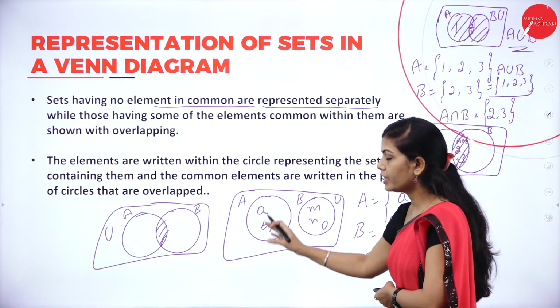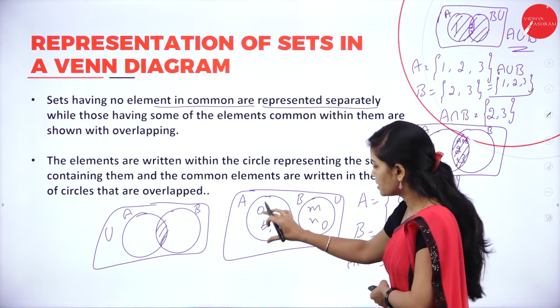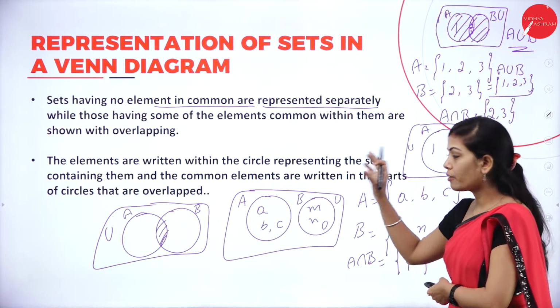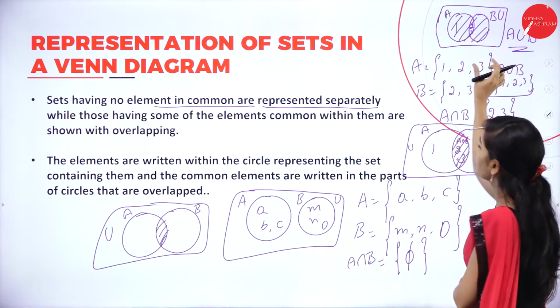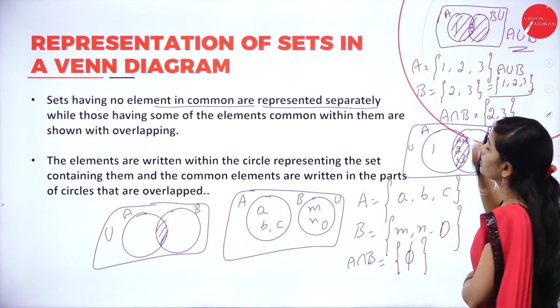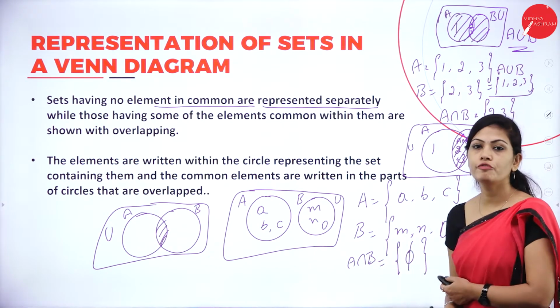If you don't have any common element in both sets, you can write them separately. This is set A and set B. If you have common elements, you can write like this. And if you want to show the union operation, you can write the Venn diagram like this. So this is one representation of a Venn diagram.